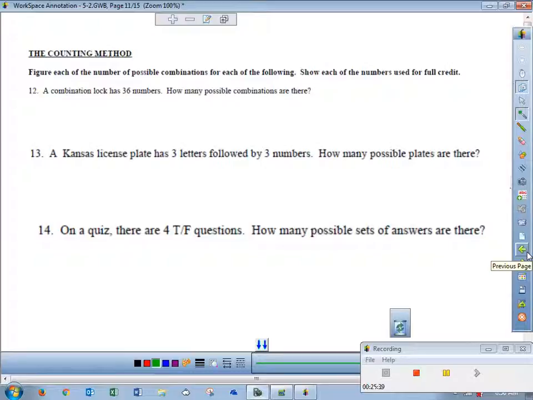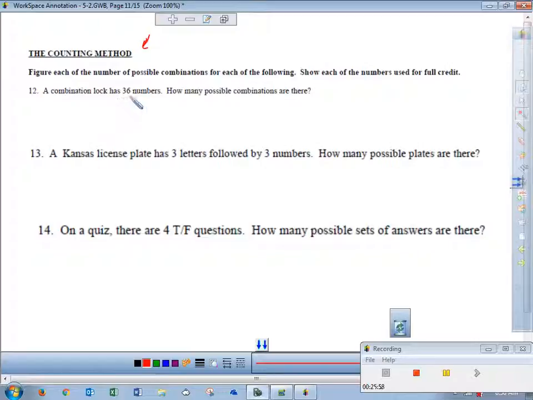A counting method for combinations and permutations. We'll talk about combinations and permutations in more detail next time. We're just kind of getting our little feet under us. So this is what's called the counting method. I kind of call it drawing some blanks. Figure out each number of possible combinations for each of the following. Solve the numbers. Show each of your numbers for full credit. So basically showing our work.